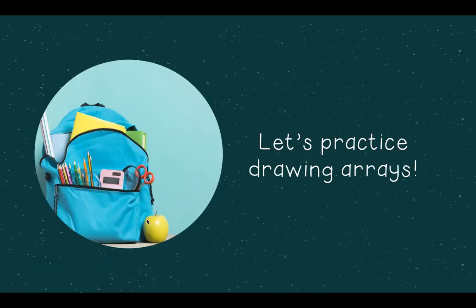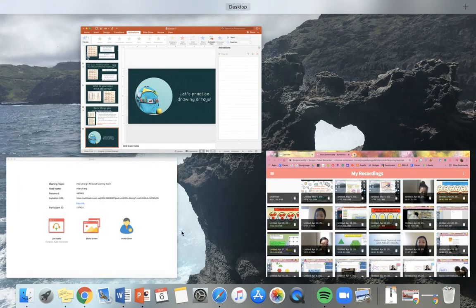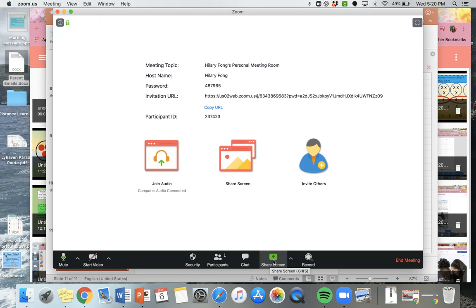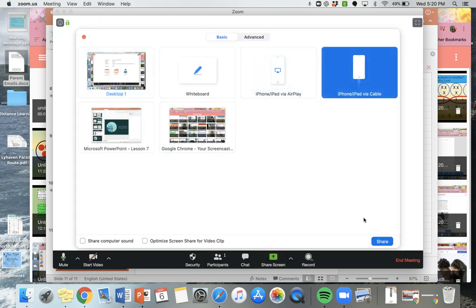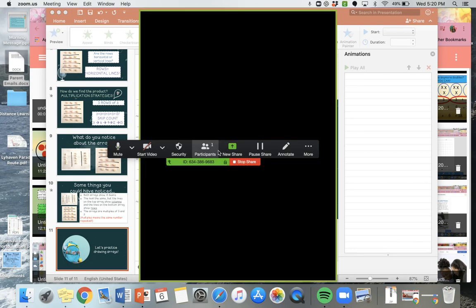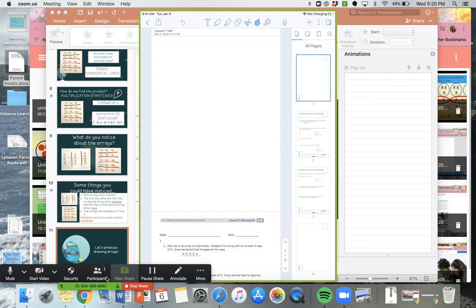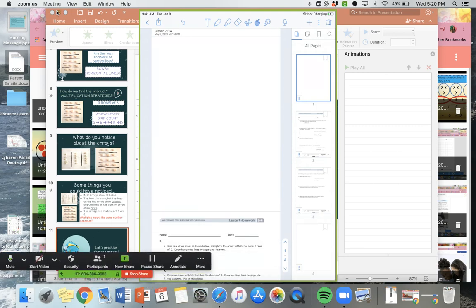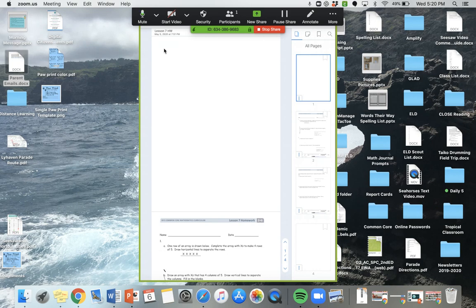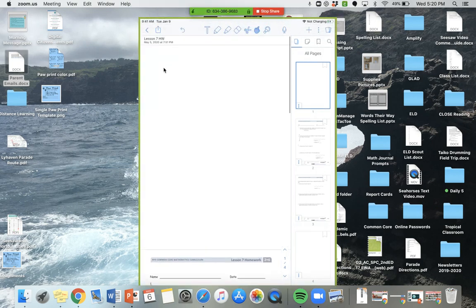Okay, so let's practice drawing some arrays on your paper. This is what the goal is today, just to practice drawing some of those arrays. So I'm gonna share my screen here on my iPad. Okay, let me move this down over here, and I'm gonna close these windows so they aren't distracting. Okay, so hopefully you can see my white paper.